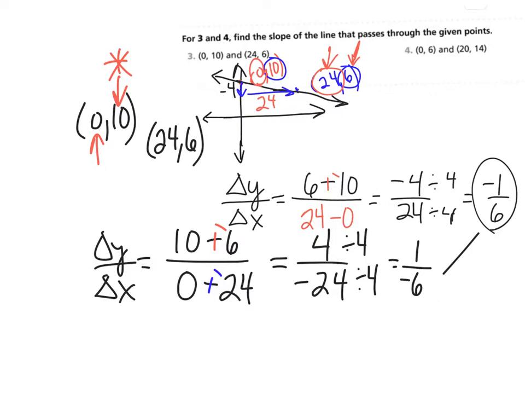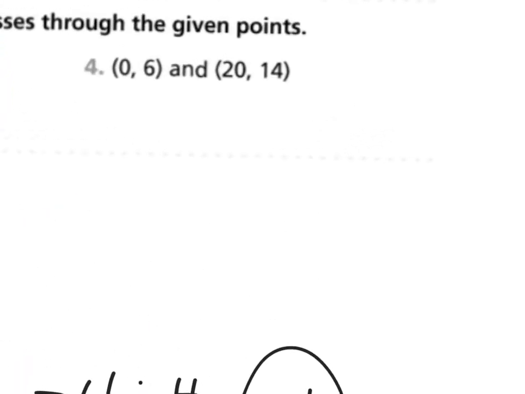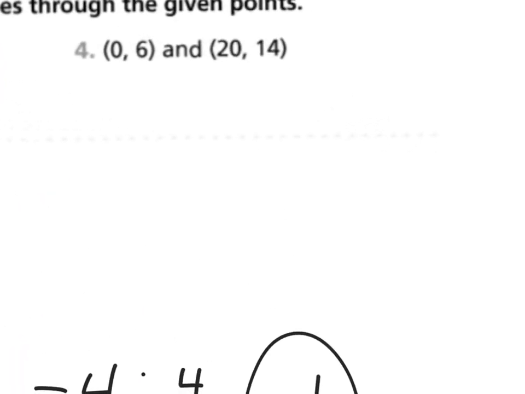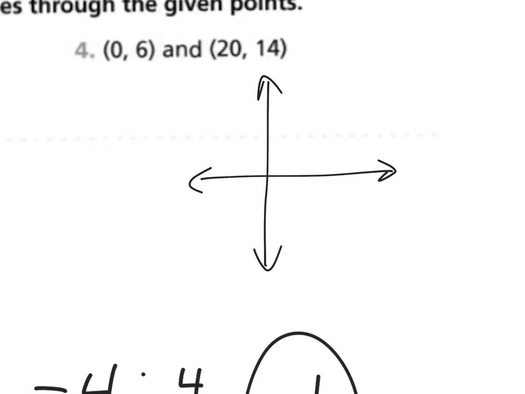So if we look at number 4, similar situation. Again, if you want to actually draw those exact points, you can. If not, we can just sketch it out. Either way is okay. I'm just going to sketch it out here. (0, 6) is going to put me on the y-axis, and then (20, 14). 14 is bigger than 6, so something like that.